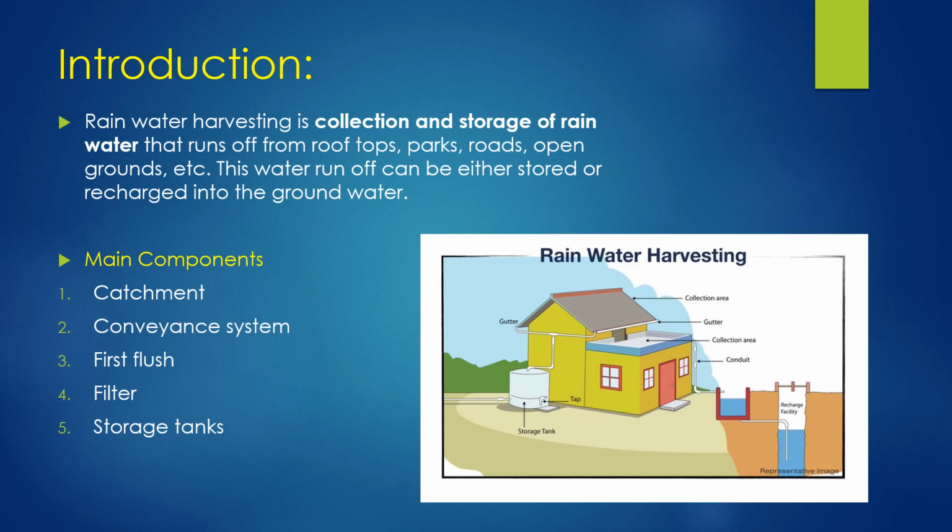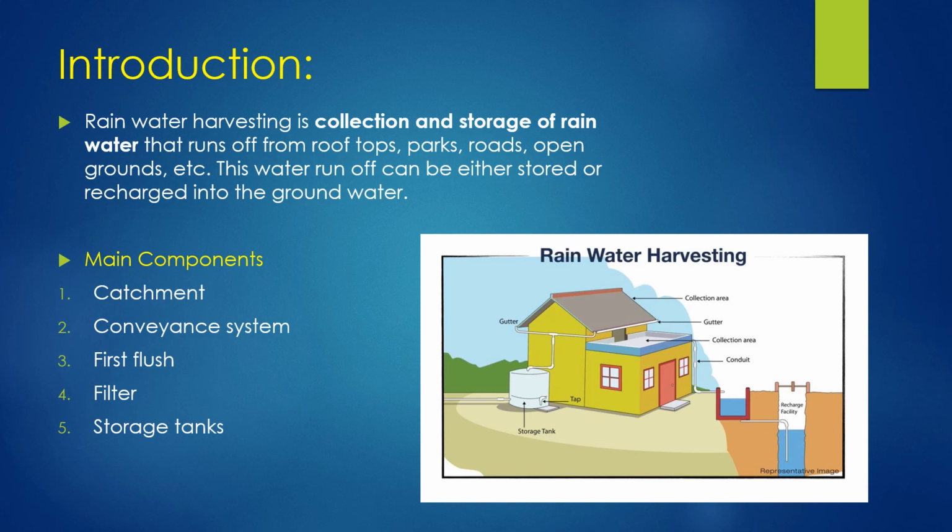So first, let us see what is rainwater harvesting. It is the collection and storage of rainwater that runs off from rooftops or parks, roads, or any open grounds. This water can be either stored or recharged into the groundwater.